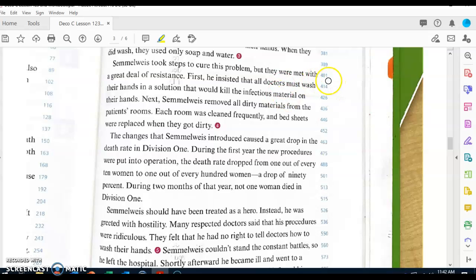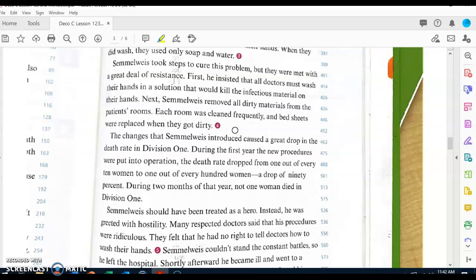Let's go ahead and continue. Semmelweis took steps to cure this problem, but they were met with a great deal of resistance. First, he insisted that all doctors must wash their hands in a solution that would kill the infectious material on their hands. Next, Semmelweis removed all dirty materials from the patient's room. Each room was cleaned frequently, and bed sheets were replaced when they got dirty.